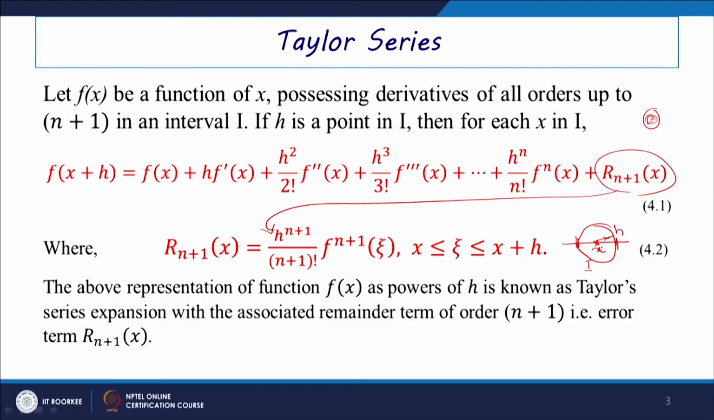So the above expression of the function f of x in the form of Taylor series is known as the expansion in powers of h, and it is specially called the Taylor series expansion with the associated remainder term of order n plus 1. And especially this remainder term is called the error term for this Taylor series expansion.